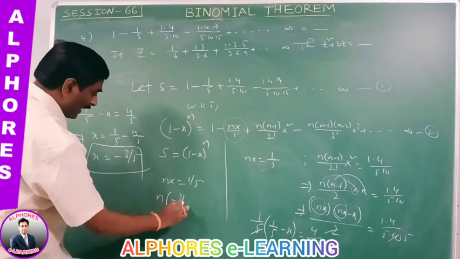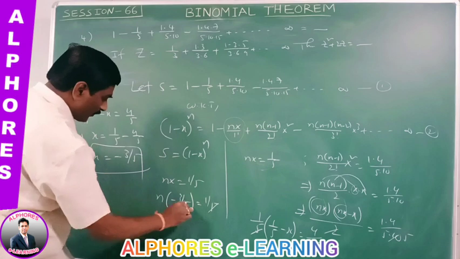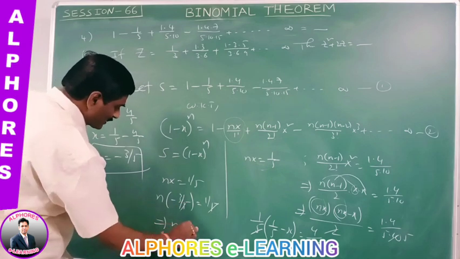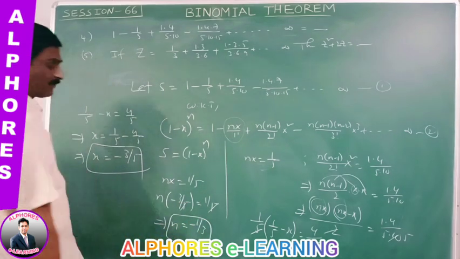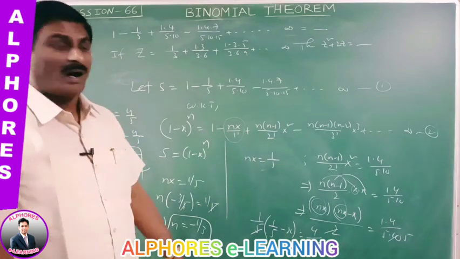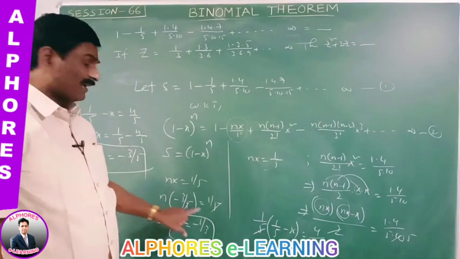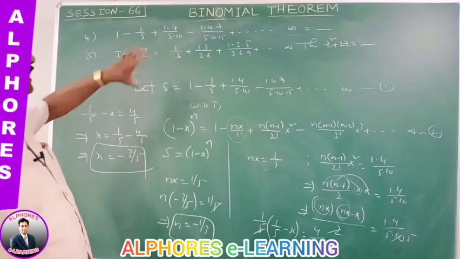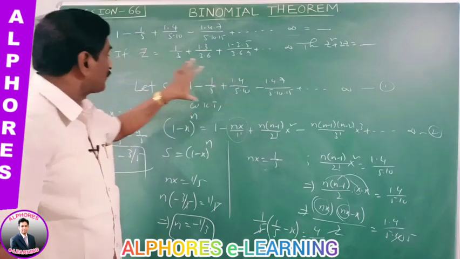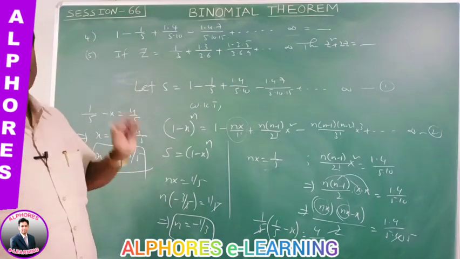n into minus 3 by 5 is equal to 1 by 5. 5 cancels. That implies n is equal to minus 1 by 3. The value of n is equal to minus 1 by 3. Already we found x is minus 3 by 5 and n is equal to minus 1 by 3. For getting this result, this value is nothing but s. What is the value of s? 1 minus x whole power n.